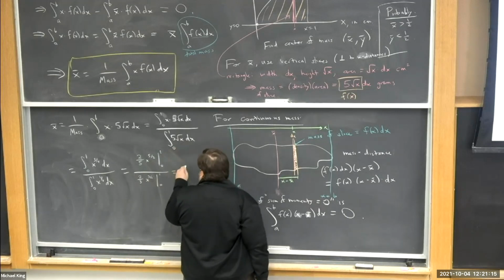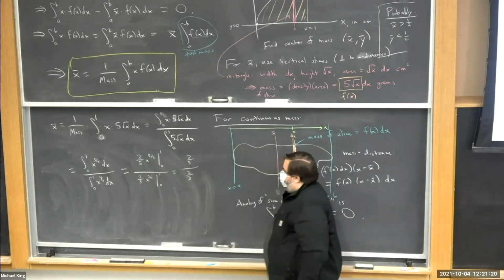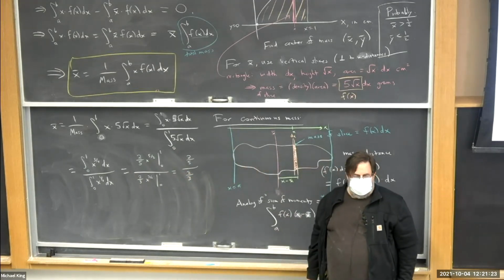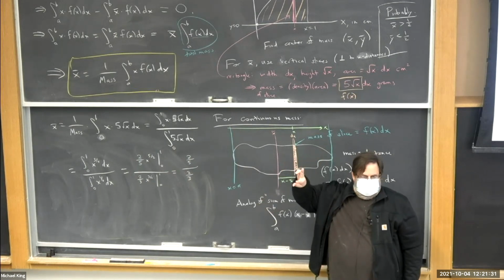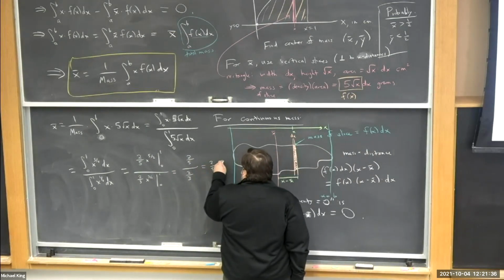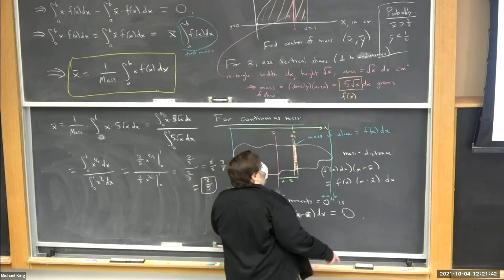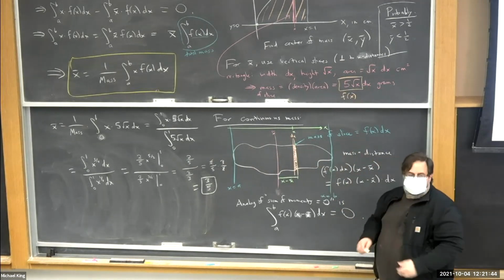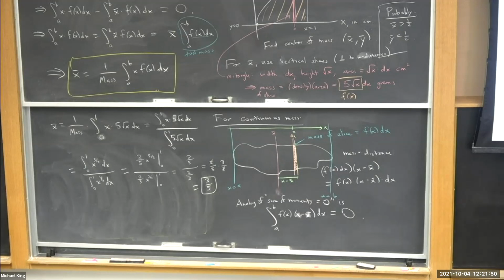Is that right? Is that what you guys are doing? What's 2/5 over 2/3? That's 2/5 times 3/2, which is 3/5, which is bigger than a half. So that's good. That actually is a plausible answer. So x bar seems to be 3/5.